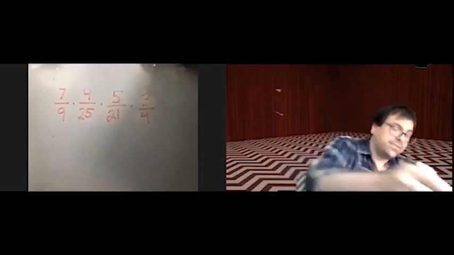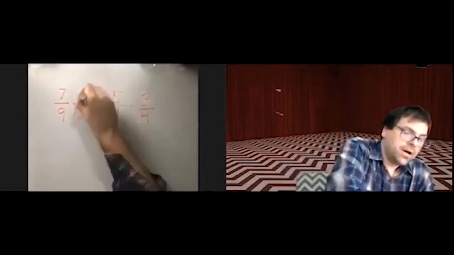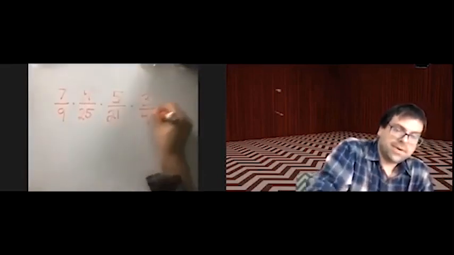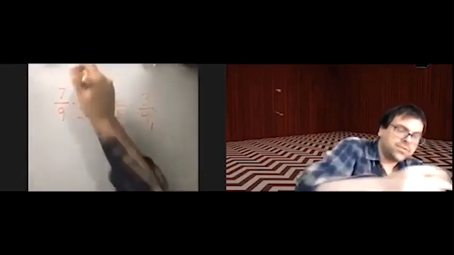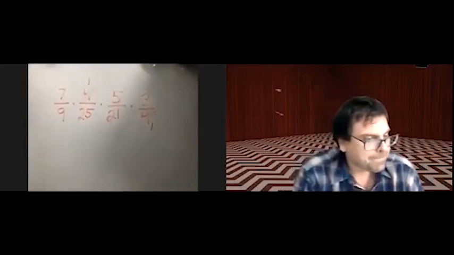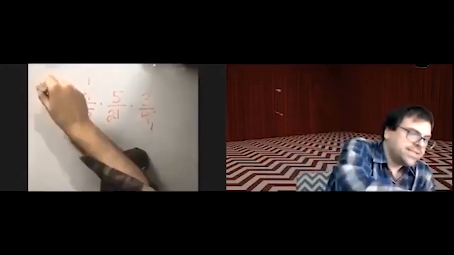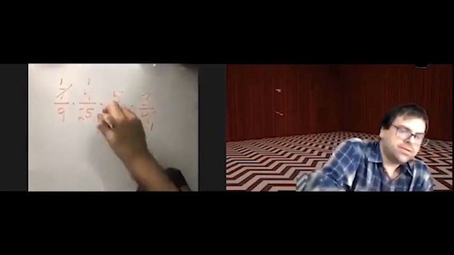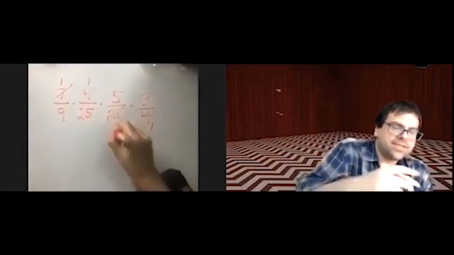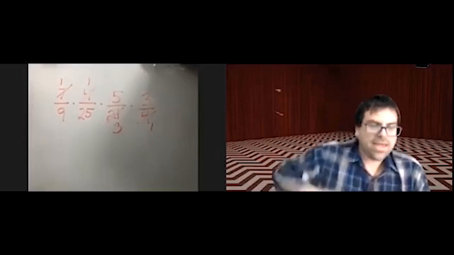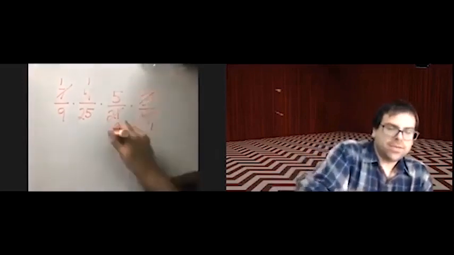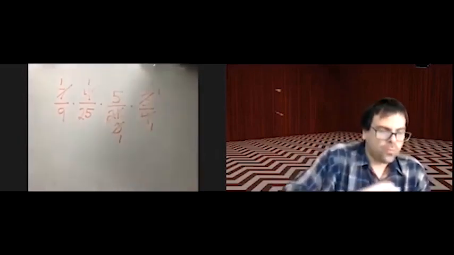I like seeing this 4 on the top and this 4 on the bottom. That's a pair. It reduces to 1/1. 7/21, that's 1/3. 7 divided by 7 is 1. 21 divided by 7 is 3. Hey, there's a 3 on the top that can go with that 3 on the bottom. 1 and 1.